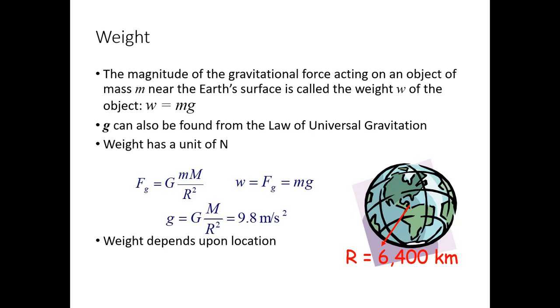So see here, small g is equal to G M upon r square, where M is the mass of the Earth. What is that? g is equal to G M upon r square. So the value of g is equal to 9.8 meter per second square.